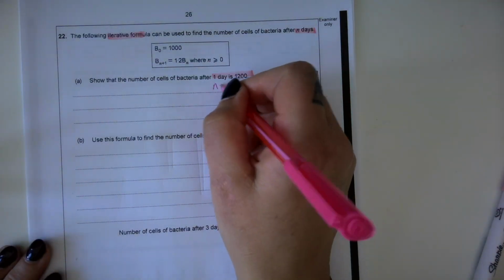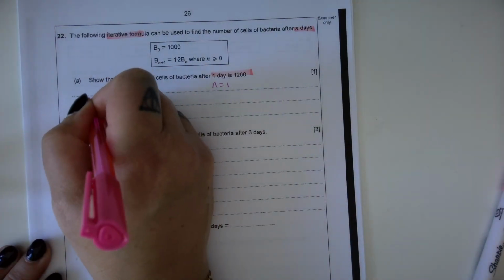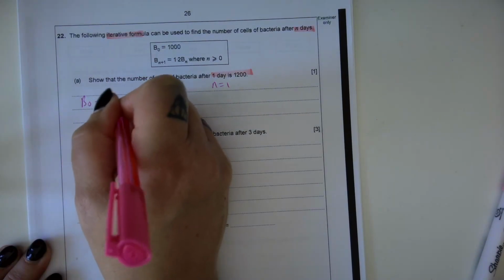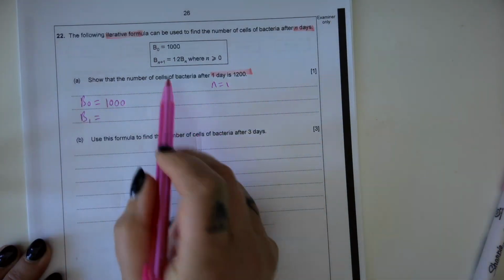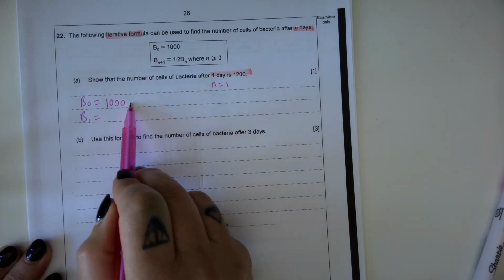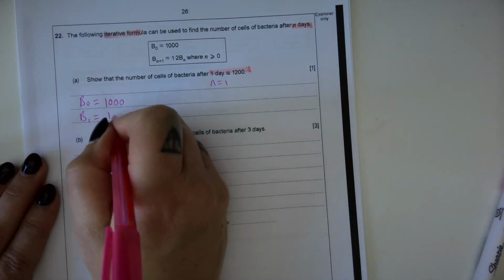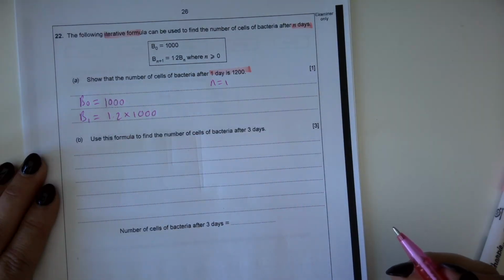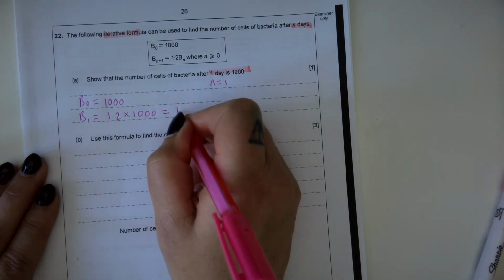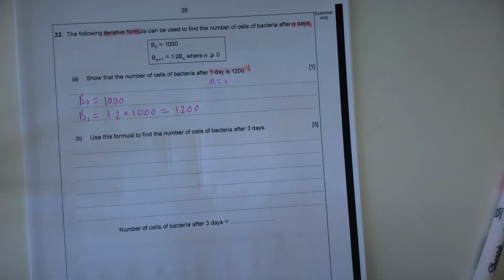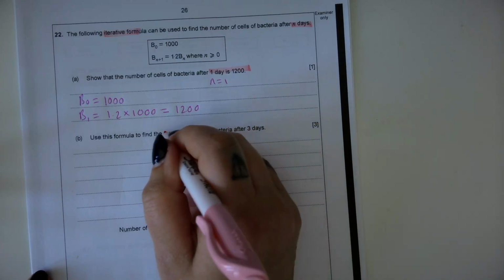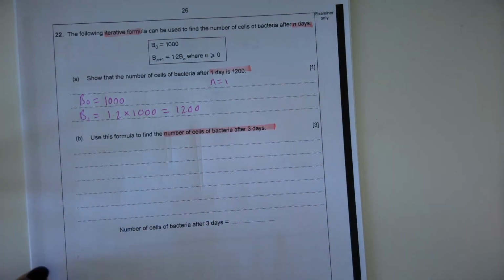So this is when n equals 1. So we need to start with B0. Day 0 is 1000. But then day 1 would be this iterative formula using that previous value. So it would be 1.2 multiplied by 1000, which is equal to 1200. Part B, use this formula to find the number of cells of bacteria after 3 days.